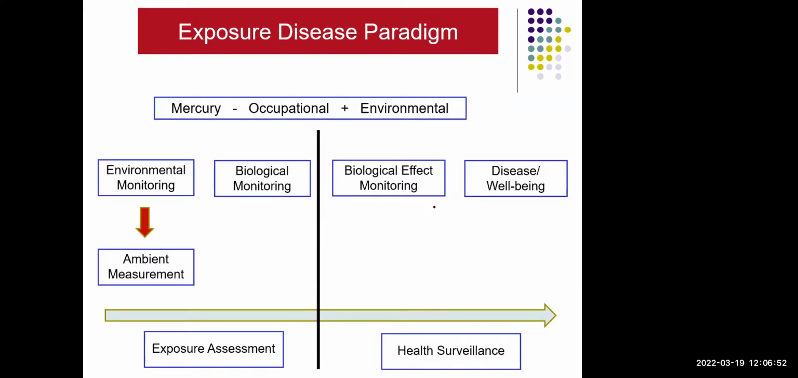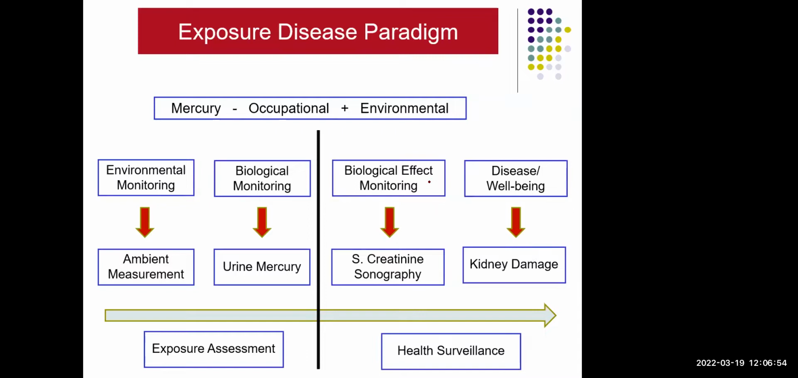Let us discuss with an example. Suppose you take mercury, not very commonly used now. You do the environmental monitoring, the ambient measurement, then you do the personal monitoring. You test the urine mercury, and it will give you the exposure, whether the person has been exposed or not. But has the exposure caused disease? So you do a serum creatinine test, to see whether the kidneys or other organs are damaged. This is a part of health surveillance. An efficient combination of exposure assessment and health surveillance can prevent, or catch early, these occupational diseases.